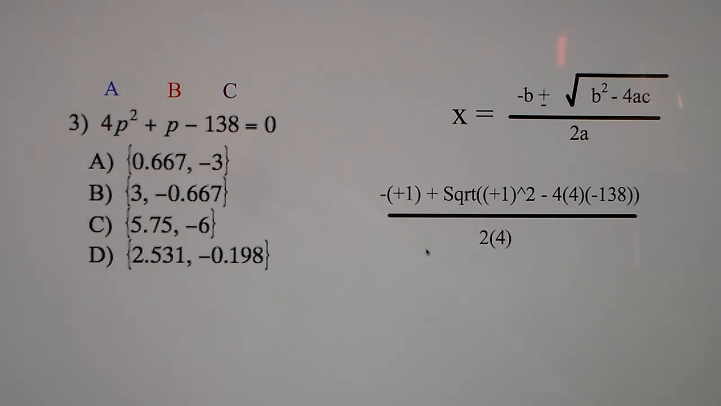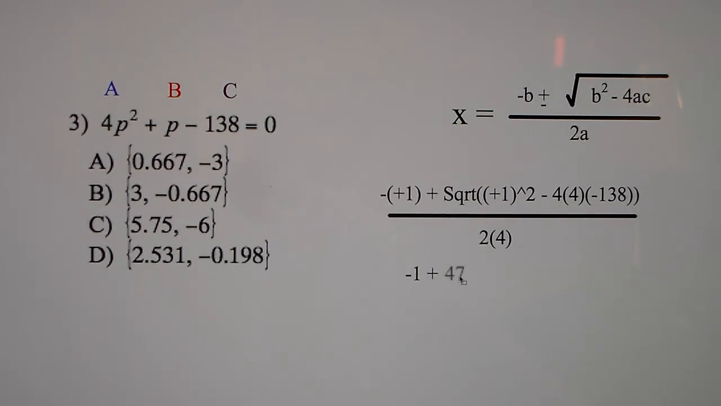So we have negative 1, because positive 1 and negative 1 is really just negative 1, plus the square root. We're going to simplify this square root to see if it comes out to a nice pretty number. So we do second square root, 1 squared minus 4 times 4 times negative 138. Close parentheses. And you get 47.